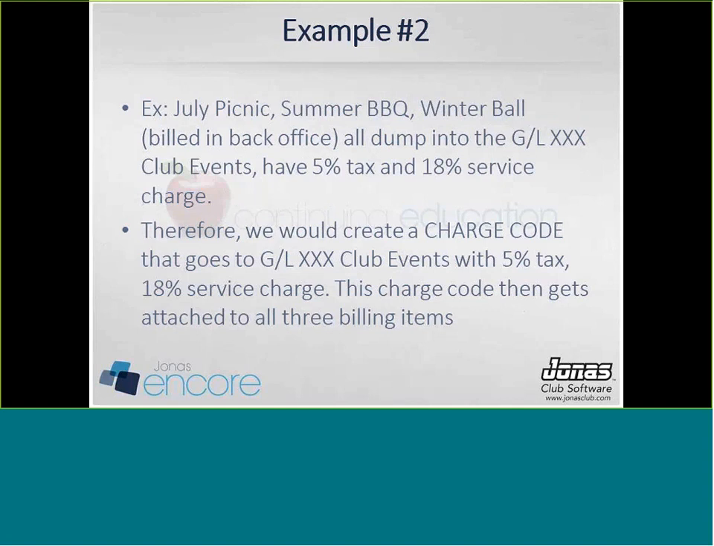Here's another example in terms of billing items. July picnic, summer barbecue, winter ball. So all these are billed in the back office. They all dump into the same general ledger, club events. They all have 5% tax and 18% service charge. Therefore, I need one charge code that goes to the GL club events that has a surcharge group, 5% tax, and 18% service charge. And then this charge code gets attached to all three billing items. I do not need three charge codes. There are three different billing items, yes, but if they all go to the same account and they all have the same tax, service charge, and gratuity properties, then I can use the same charge code behind all three items.